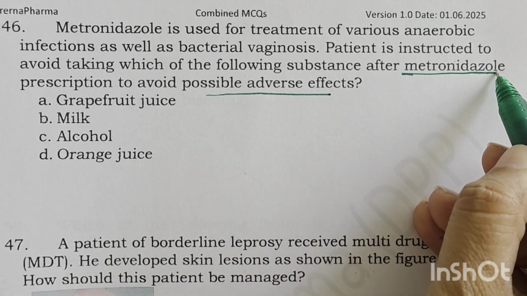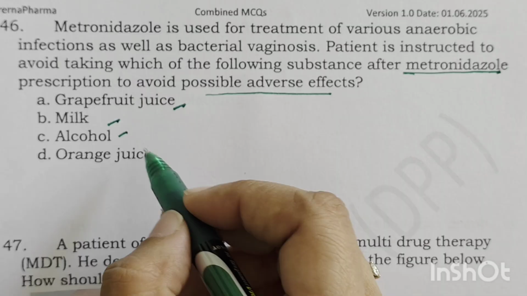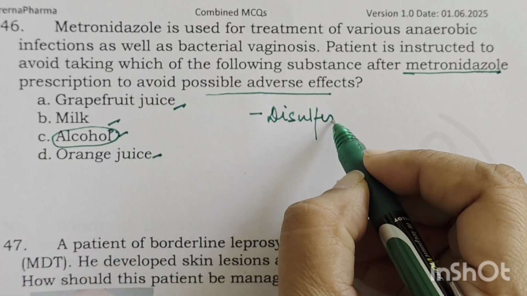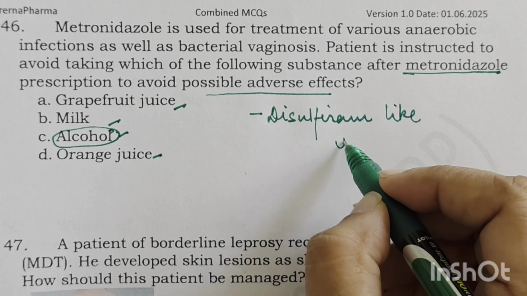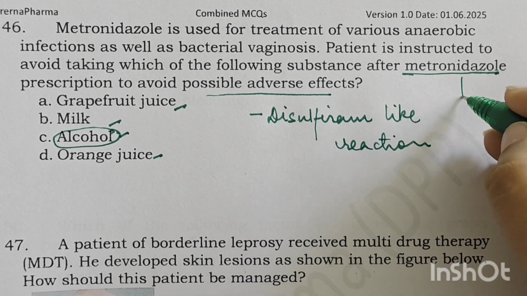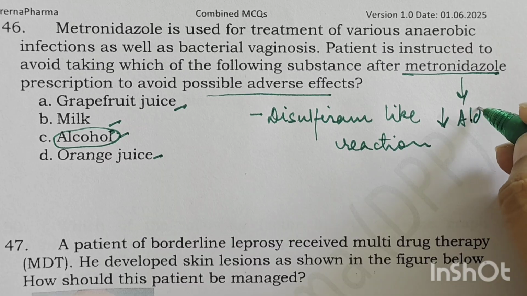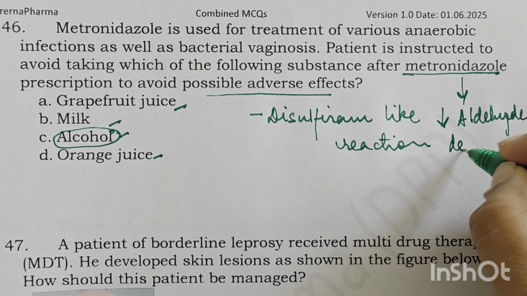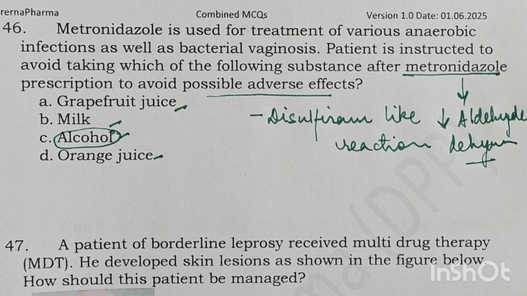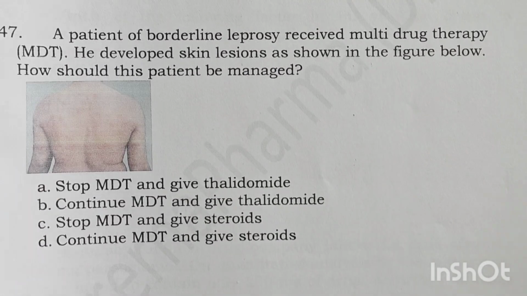Now metronidazole ke saath mein grapefruit juice, milk, alcohol or orange juice. Which is contraindicated? Alcohol, because metronidazole with alcohol can result in disulfiram-like reaction. So this is something that everybody has to be aware of. Metronidazole basically inhibits the enzyme aldehyde dehydrogenase, and because of inhibition of this enzyme, if a person consumes alcohol, then there will be development of toxic metabolites and then disulfiram-like reaction will happen.